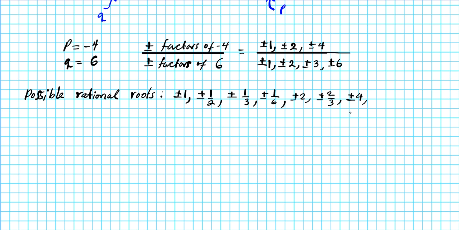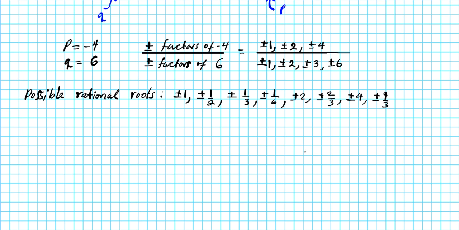4/2 is 2, so we have plus or minus 2. Plus or minus 2 is already present, so we do not have to write it again. 4/3 is 4/3, plus or minus 4/3. And then 4/6 is 4/6, which reduces to 2/3, and we already have 2/3 accounted for. We do not have to write it again. Okay, so these are your possible rational roots.